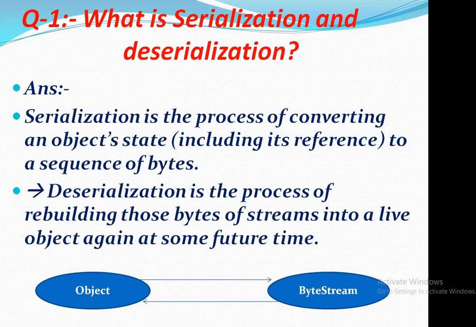Deserialization is the process of rebuilding those bytes of streams into a live object again at some future time. Simply, in serialization we are converting the objects into a stream of bytes, and in the deserialization process, from that stream of bytes we are getting the live object.